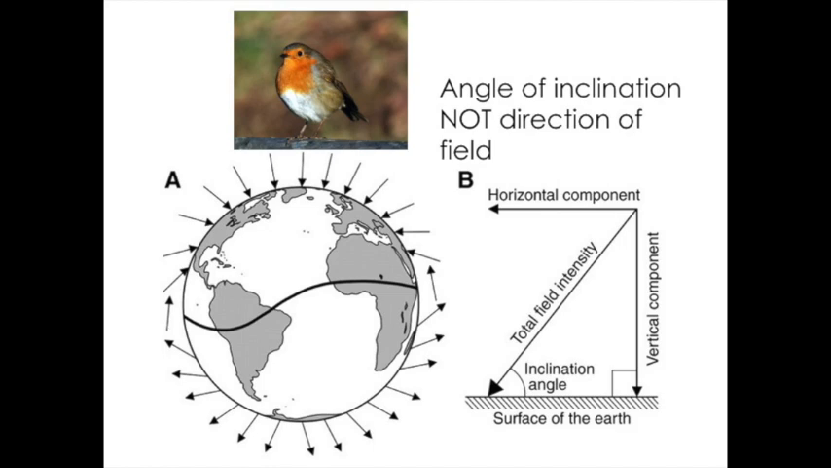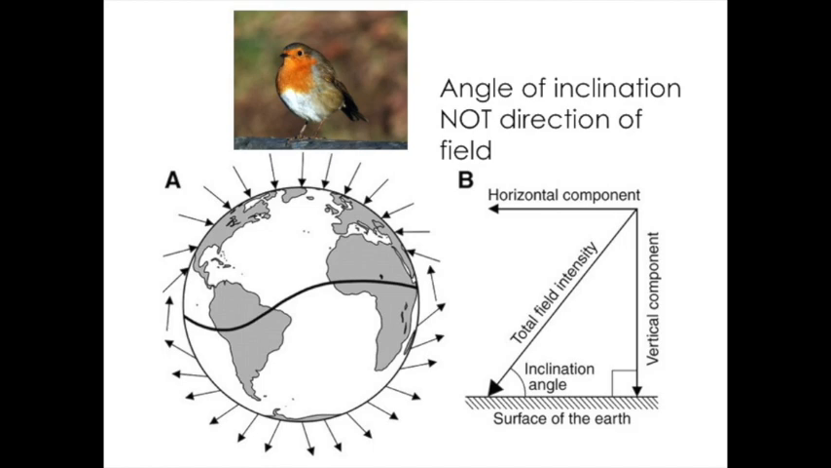So those were the two properties that the Wiltschkos found about the robin's compass. It required light and it was an inclination compass. How does that work? Now, there's a long story to this, and I'm just showing you the punchline, given the time, it's now 8 o'clock.